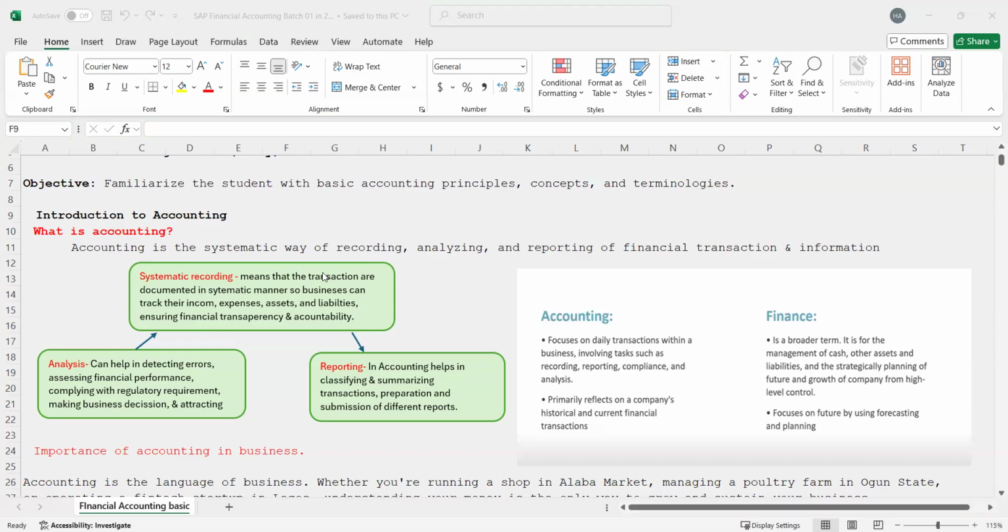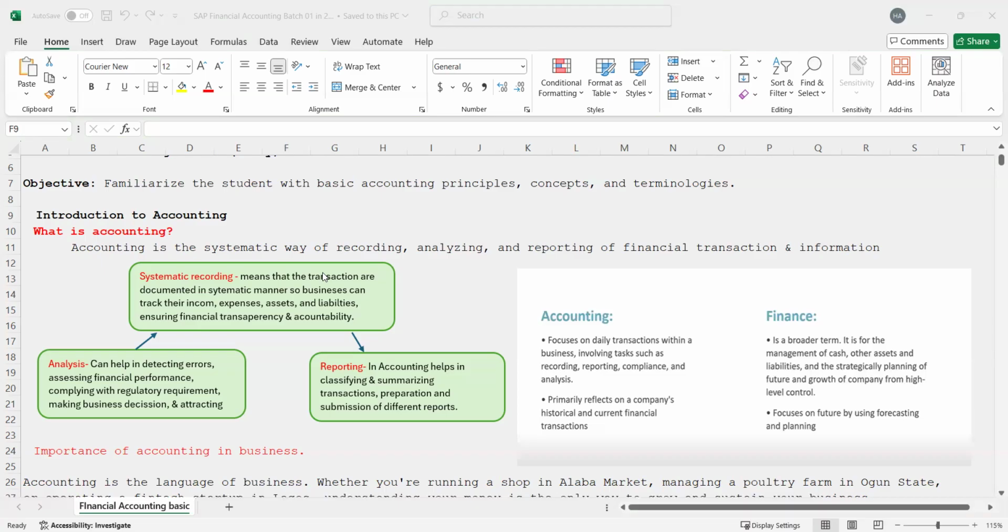Whatever we are recording and analyzing, the end goal is to ensure that we have proper reporting. The end goal is to make a proper reporting of our accounting, right? And that's what we mean by reporting. And when we say accounting, or financial accounting, many of us will ask, what is financial?